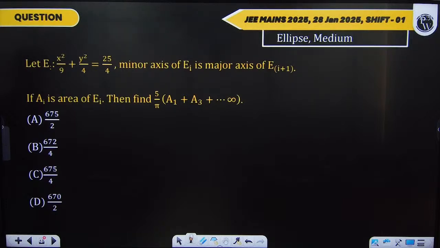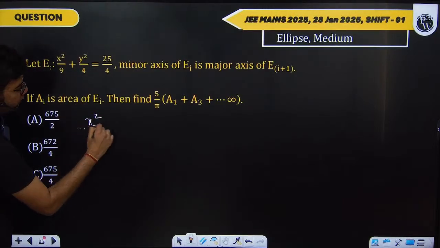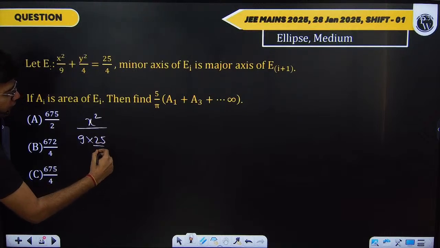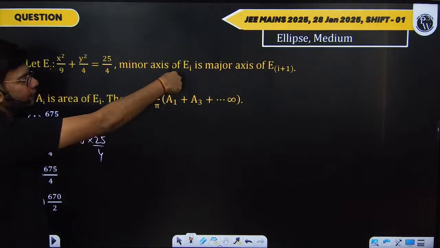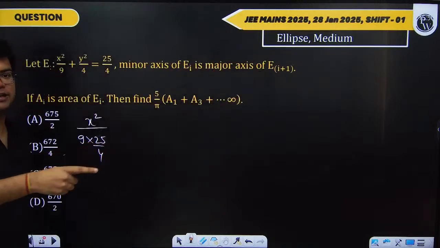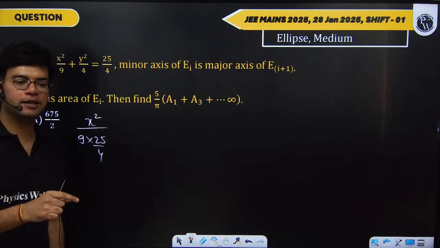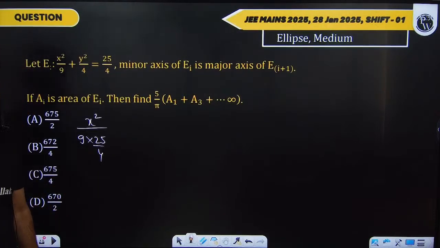So in this question, some information is missing. You can definitely find out the length of minor axis, and you can get the major axis length of second ellipse, but you won't be able to find out the length of minor axis of second ellipse. That's where some information is missing in this question.